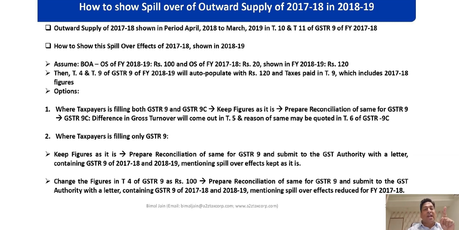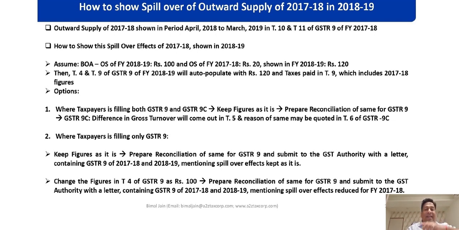When you go to GSTR-9C, your book turnover as per audited annual financial statement shown in table 5 of GSTR-9C will have 100 rupees, and your GST turnover which is coming from GSTR-9 is 120 rupees. There would be a difference of 20 rupees which can be narrated in table 6. Difference, this 20 rupees pertaining to 17-18. Reconcile. Nothing to be stated further.